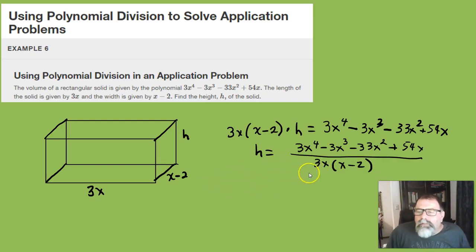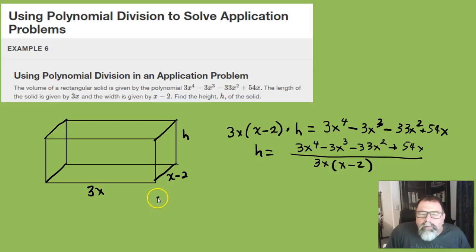So two ways you can do this. You can distribute the 3x and then use long division, the top divided by the bottom, which would be 3x squared minus 3x. Or what I'm going to do is the top divided by x minus 2, so using synthetic division. So basically like reducing a fraction here.